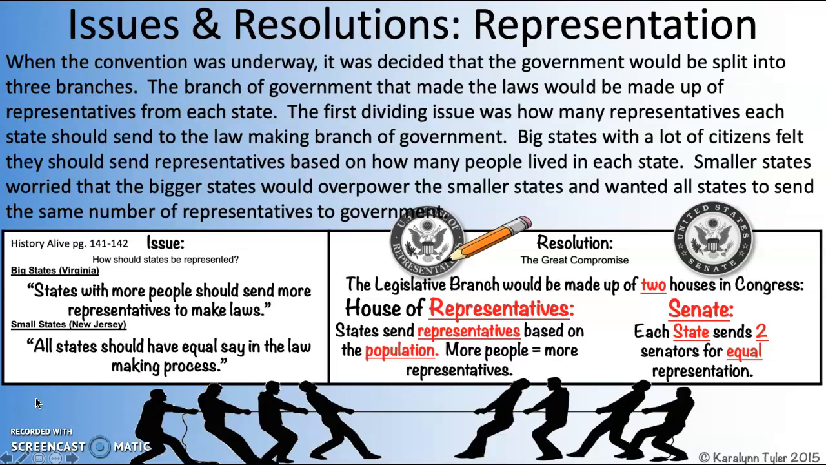So this was a way to compromise and allow big states to have their proportional representation based on population and still make sure that those small states are equally important and that their voices are heard and that they're not always overpowered and overruled by the big states' needs.